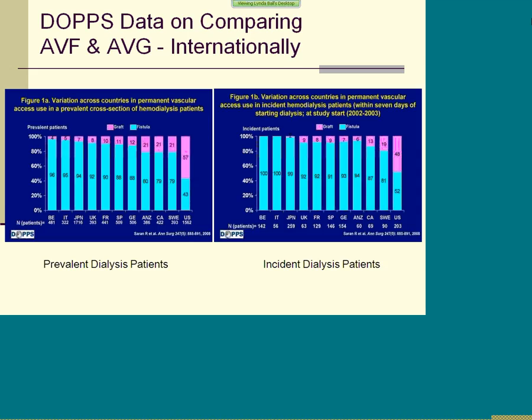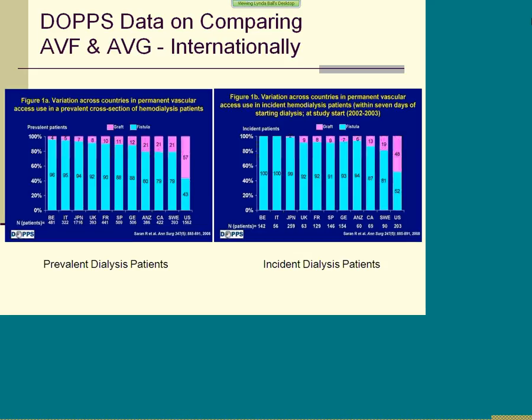Now, I don't know if you're familiar with DOPS. DOPS is the Dialysis Outcomes Practice Pattern Study, and this is data comparing fistulas and grafts on an international basis. There are people participating from all over the world in this data collection, and every year or so they come out with new data. And we do have some facilities in Northwest Renal Network and other areas across the United States that are participating.